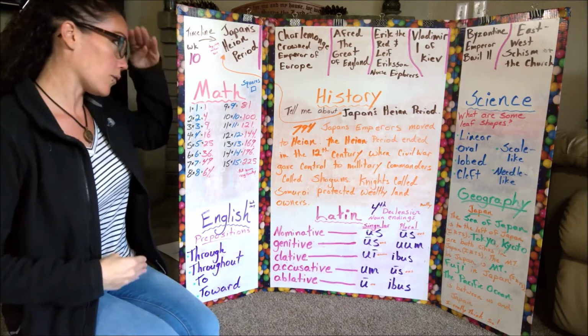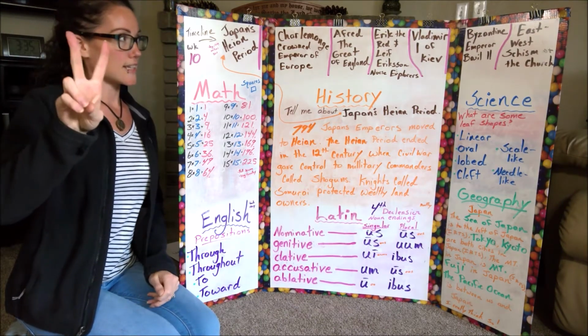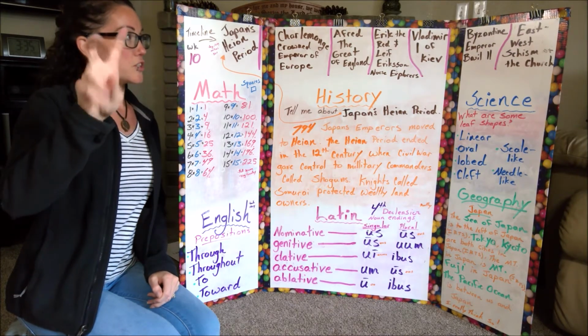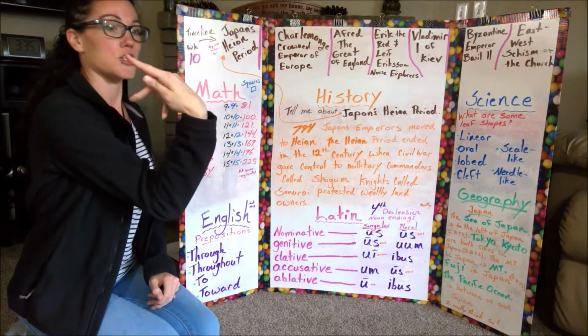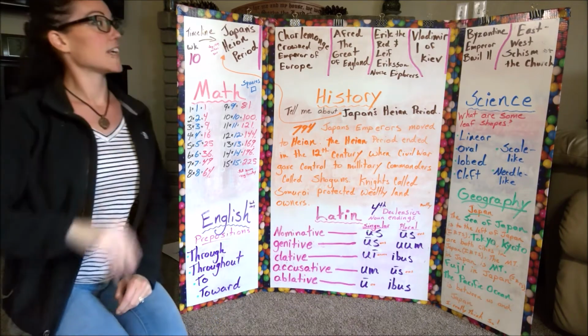Norse explorers. Vladimir, so ASL sign for V. Vladimir the First of Kiev. So we do V, number 1, and then ASL K, which is the 2 fingers with your thumb in the middle. Vladimir the First of Kiev.